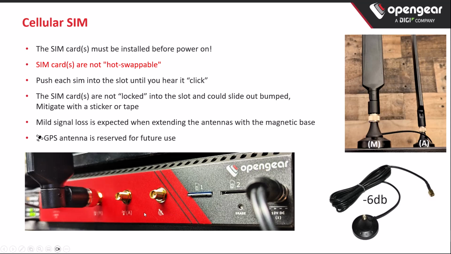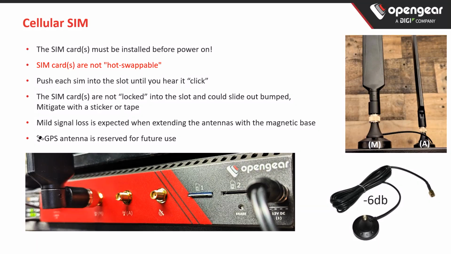Regarding the GPS, we do have the antenna for it, but it is not used by our firmware at this time. Also regarding the diversity antennas, the main will be used for transmit and receive, whereas auxiliary will only be used for receive.